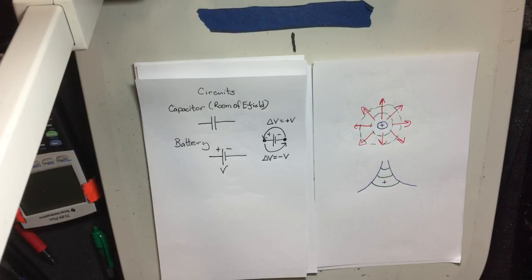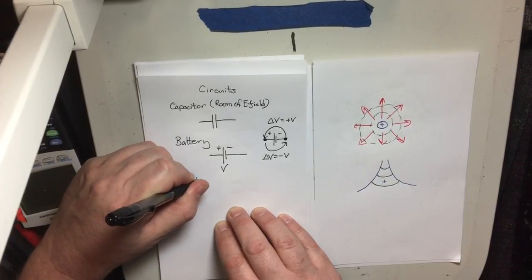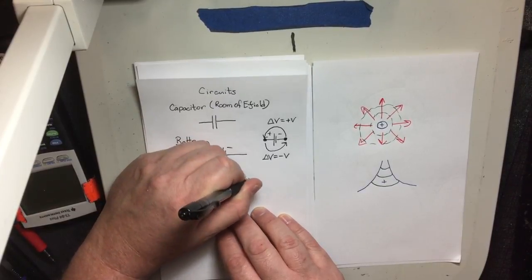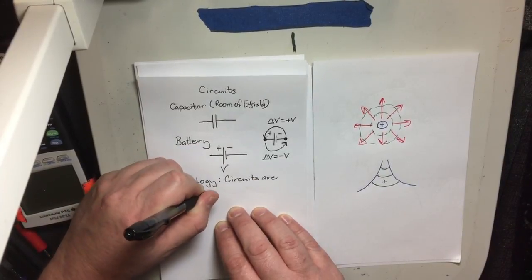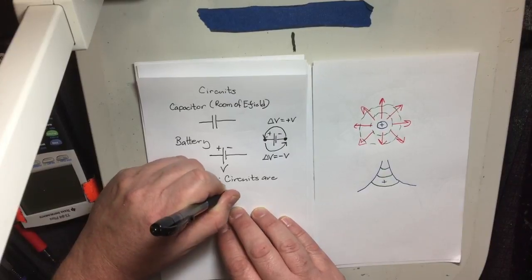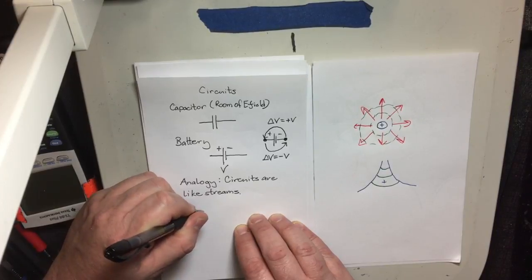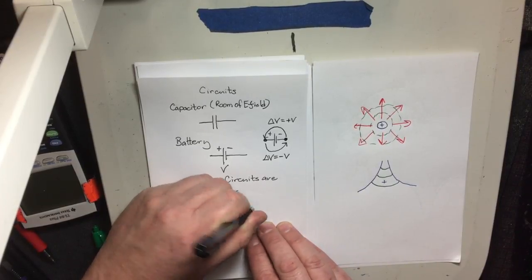And what we're going to kind of do when we're talking about circuits is use the analogy that circuits are like streams, and batteries are like water wheels.